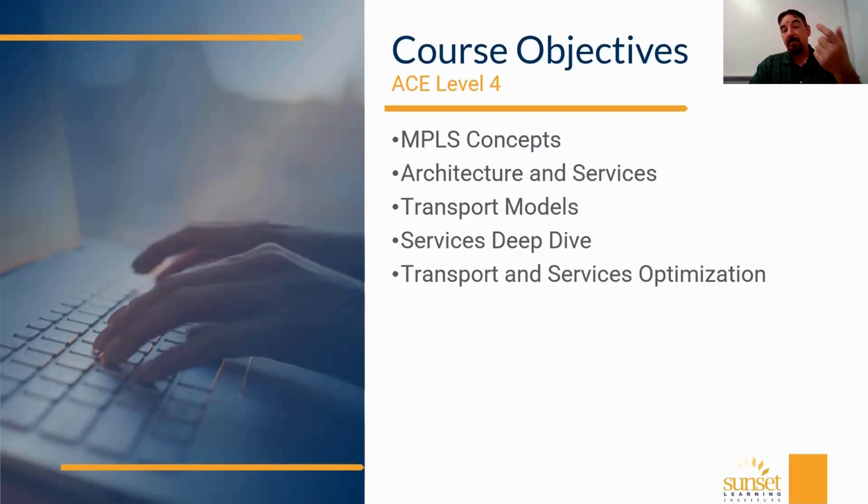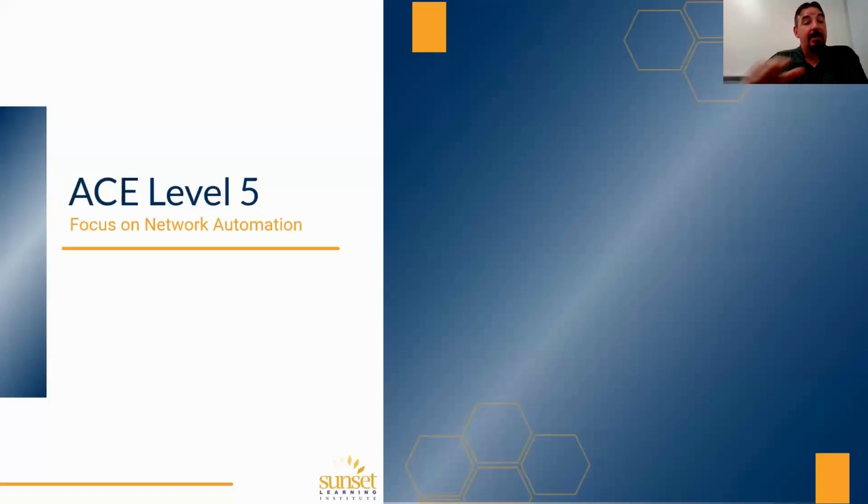Okay. And then again, more of transport and services optimization at the end of that, right? How do I really make sure everything works together and is cohesive to be a scalable approach at a service provider environment? Okay. And then ACE level 5, more on network automation.